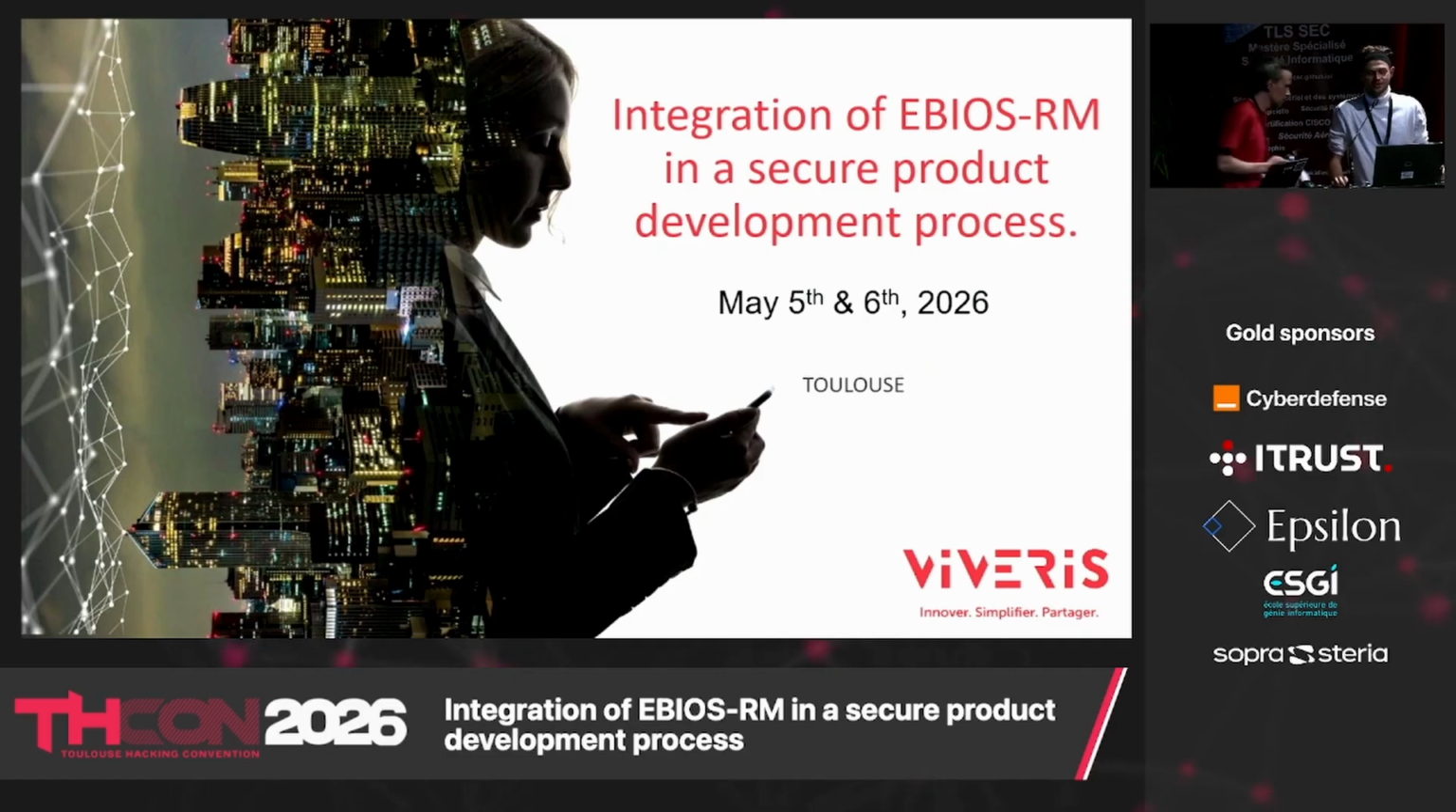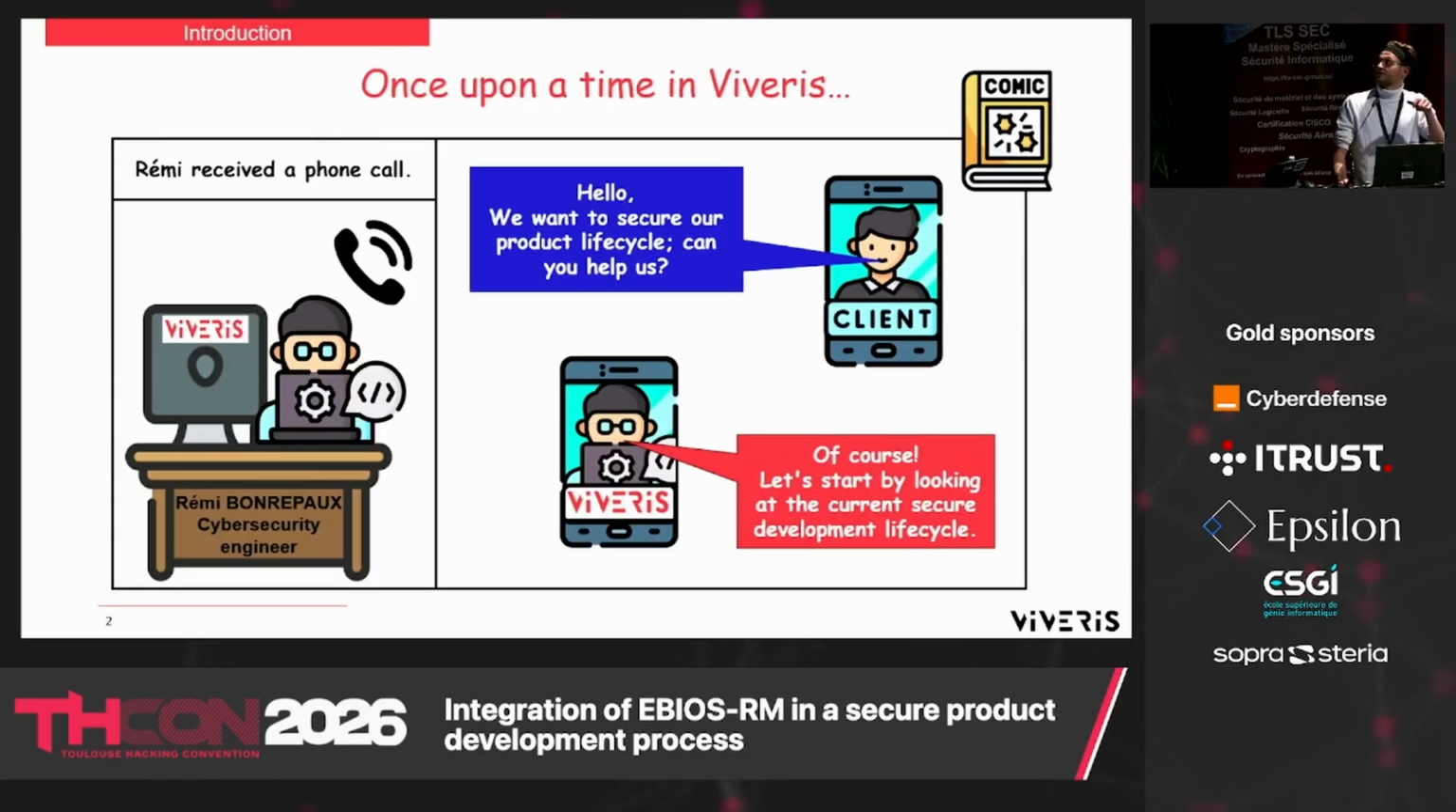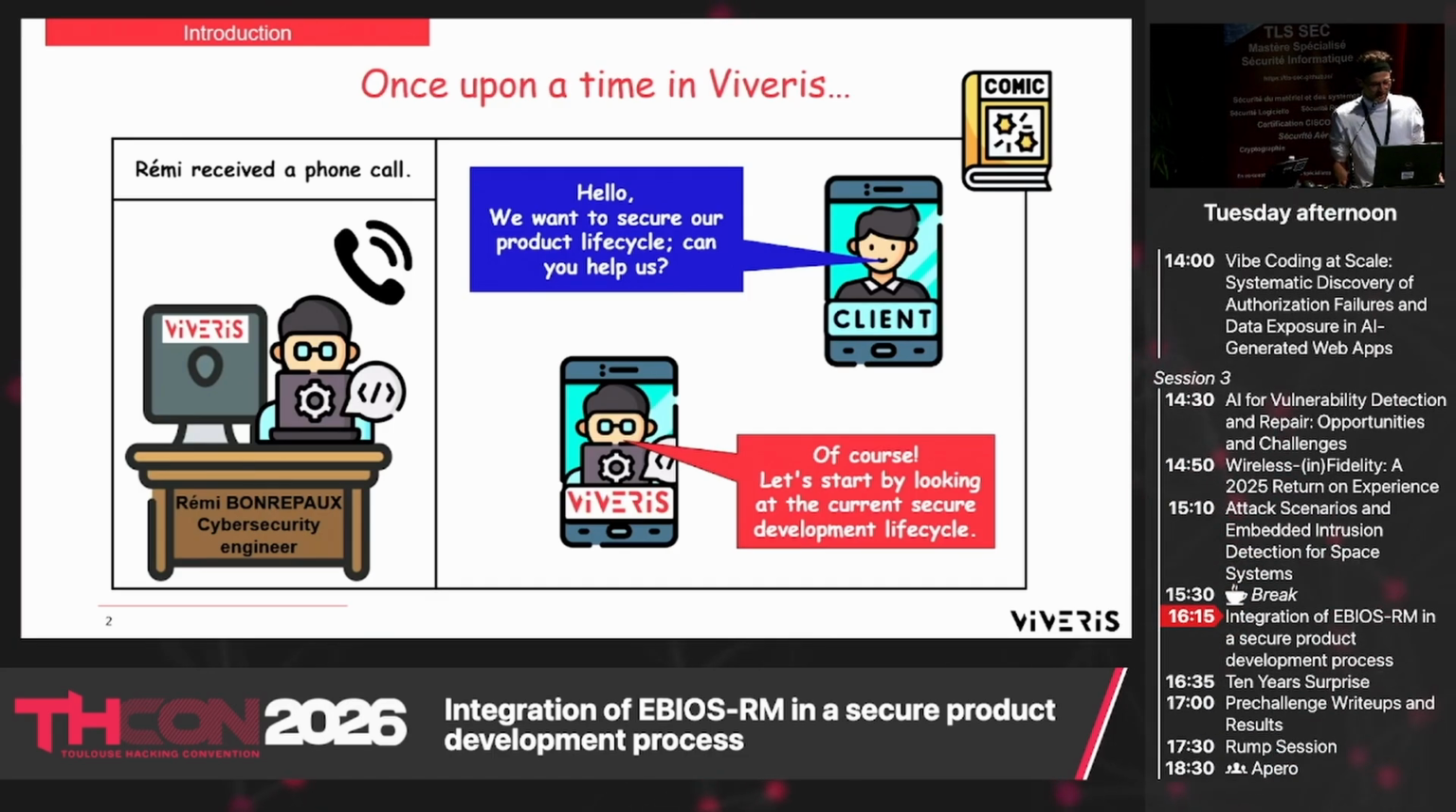Hello, everyone. So today I would like to talk about cybersecurity risk analysis, secure product development process, and more specifically, how and why can we integrate the EBIOS method into a secure product development process. To better introduce the subject and our challenge, I would like to start with a little story. So once upon a time in Viveris, a customer contacted us and asked to secure their product lifecycle.